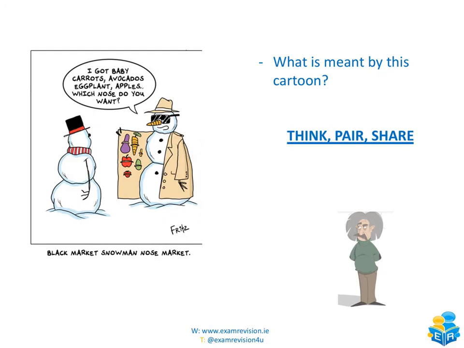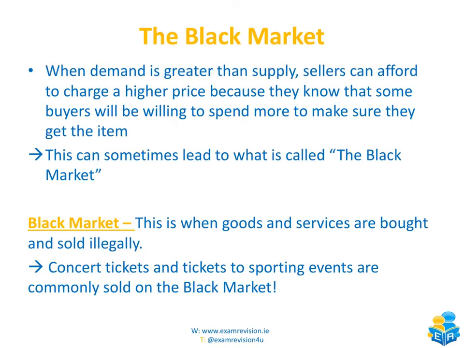So the last thing that we will look at is the black market. To introduce this concept, we're just going to use this cartoon. As you can see, we have two snowmen talking to one another, and this is known as the black market, snowman nose market. Okay, and the reason why that is relevant is because when demand is greater than supply, sellers can afford to charge a higher price because they know that some buyers will be willing to spend more to make sure that they get the item.